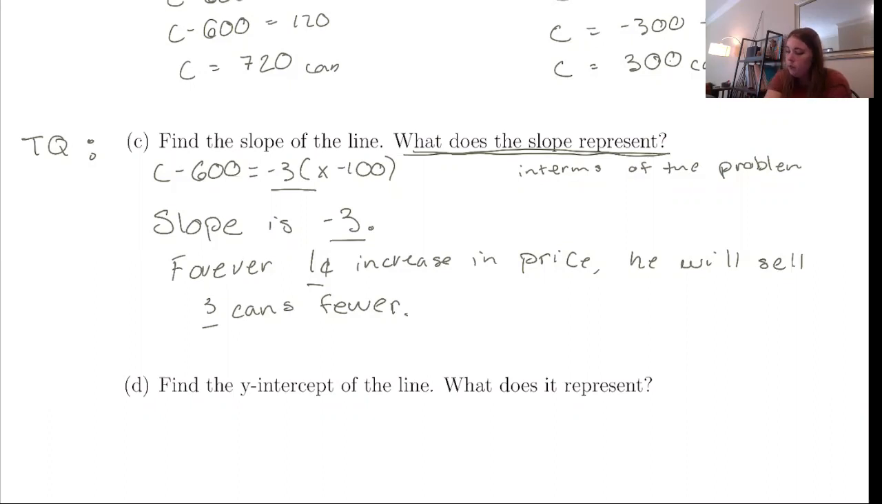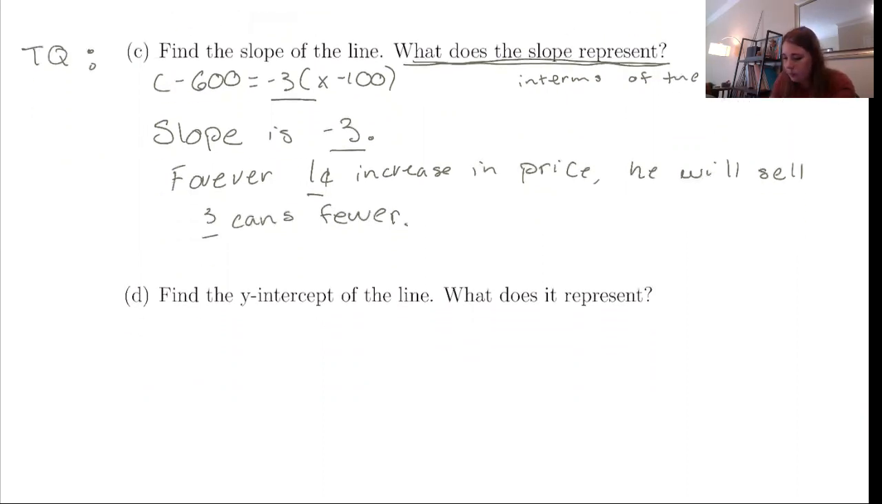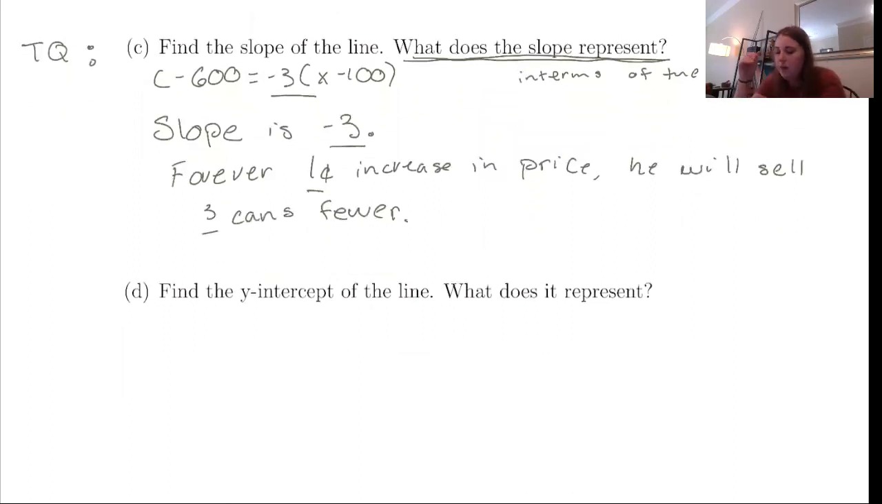Okay, great. So we found the slope. That's really great. Using point slope and slope intercept form, we can 9 times out of 10 find the slope pretty easily, because both of them have the slope as one of the numbers. For part D, now we're asked to find the y-intercept of the line. There's multiple ways to do this. There's no one way. So what are some ideas of how we can find the y-intercept of the line?